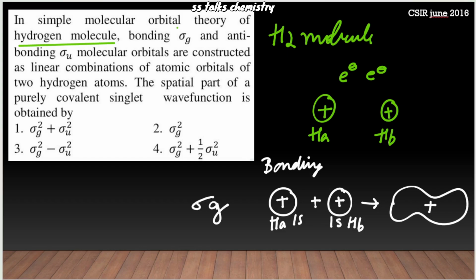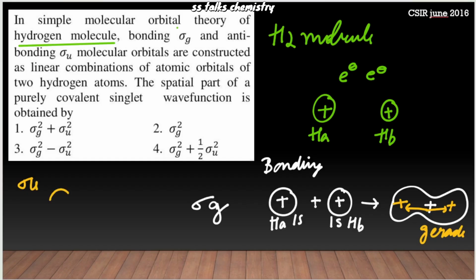Why is it called gerade? Because if you sit at the center of it, the positive charge density is there. If you go on the left side, you encounter positive density. On the right side also you encounter the same phase, which means that it is gerade in nature. Right? Whereas the anti-bonding, that is sigma ungerade.